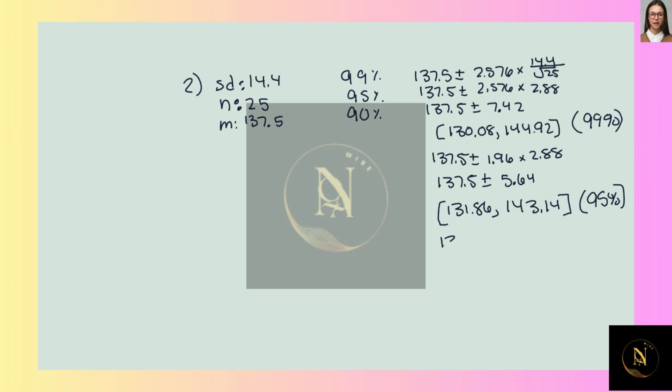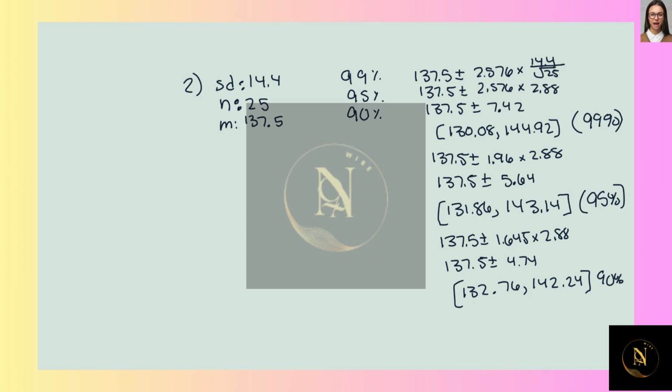Then I have 137.5 plus or minus 1.645 times 2.88, which is 137.5 plus or minus 4.74. 137.5 minus 4.74 is 132.76, and then adding that together is 142.24, and that's the 90% confidence interval.